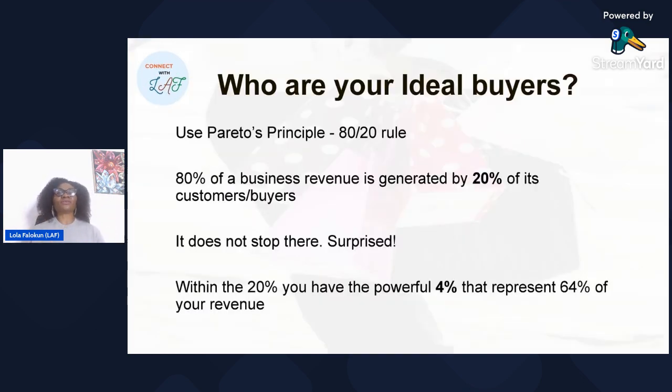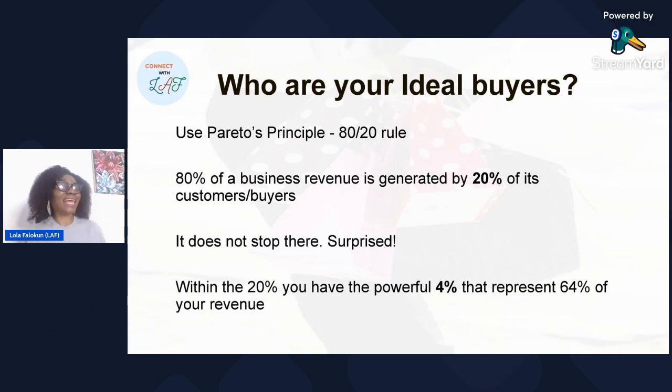So, who are your ideal buyers? You can use Pareto's principle, which is the 80/20 rule, to define or know who your ideal buyers are. 80% of the business revenue is generated by 20% of its customers or buyers, right? Your buyers are the same thing as the customers that will patronize you.